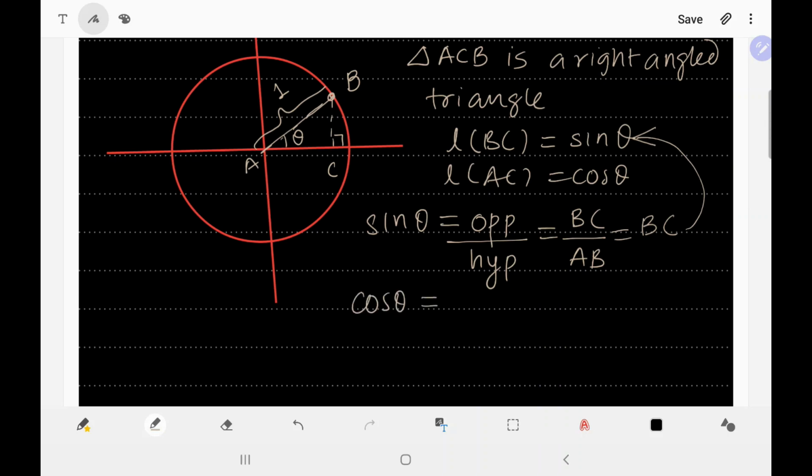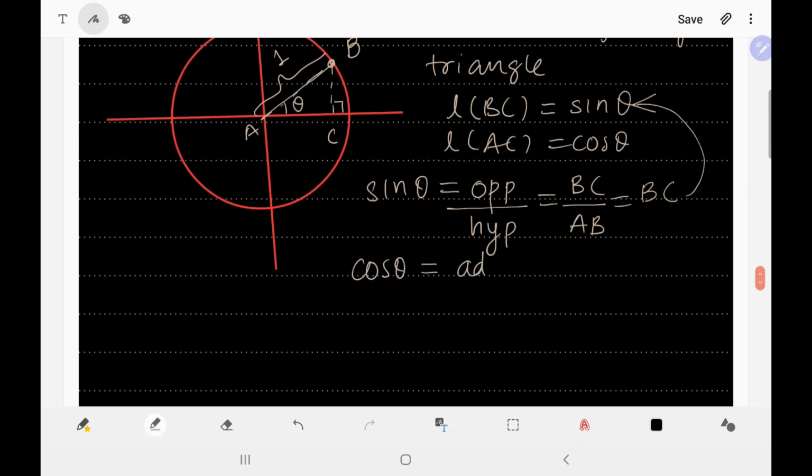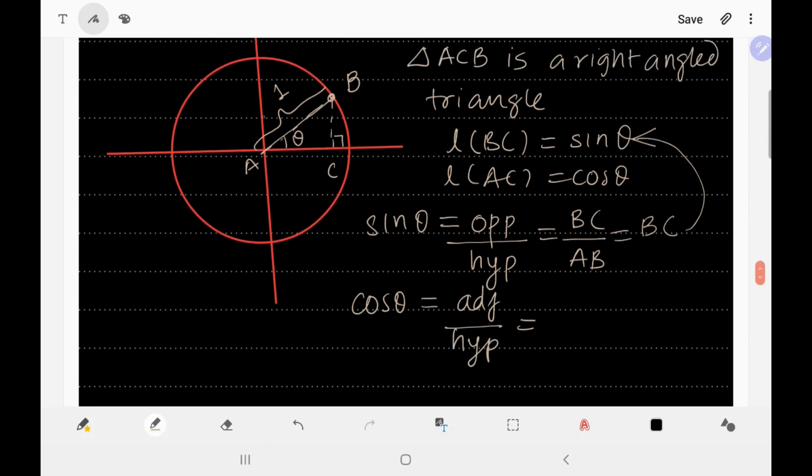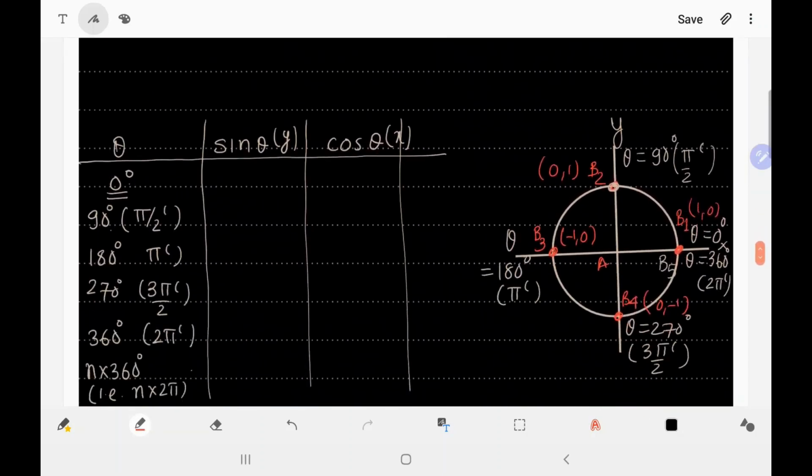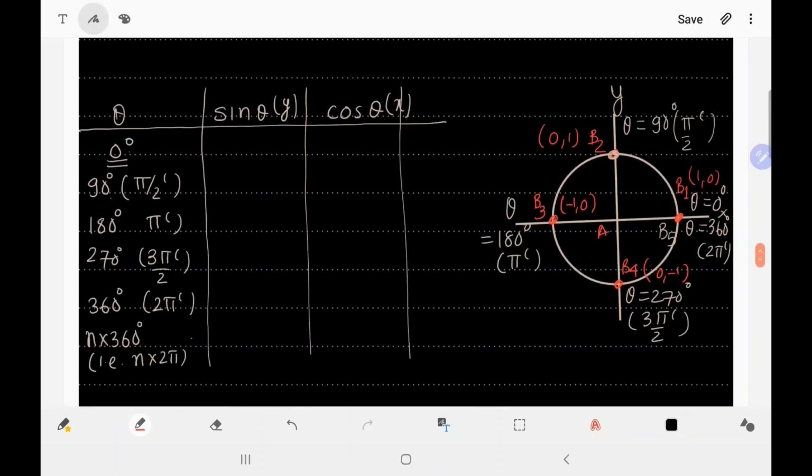Similarly, cos theta is defined as adjacent side upon hypotenuse. The adjacent side to this theta is represented by AC. That means cos theta can be written as AC upon AB, where AB is the hypotenuse. Now hypotenuse in this case is 1, so this becomes AC, as we have clarified earlier. Now let's try to find out the value of sine theta and cos theta for some standard angles.